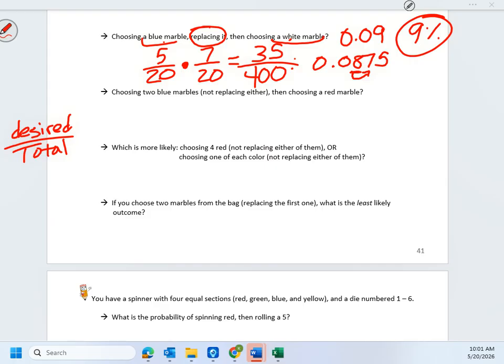Choosing 2 blue marbles, not replacing either, then choosing a red. I'm gonna tell you, really think through how many events are happening. So take a look at it. Show me with your fingers if you think you know how many events are happening. Show me with your fingers how many events there are. How did you get 3, Presley?